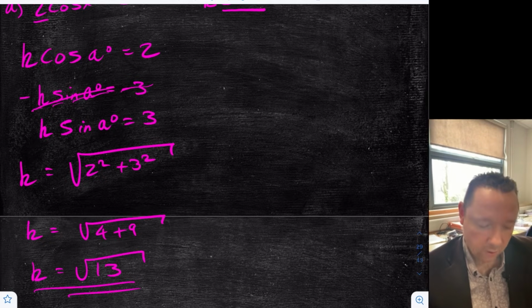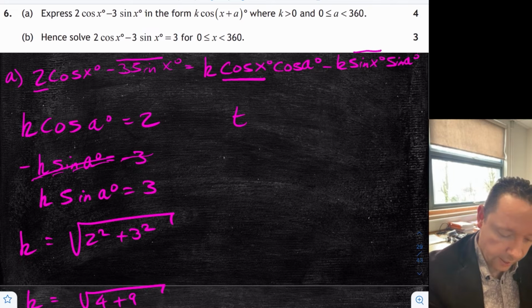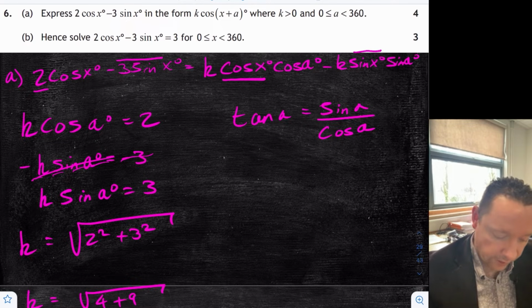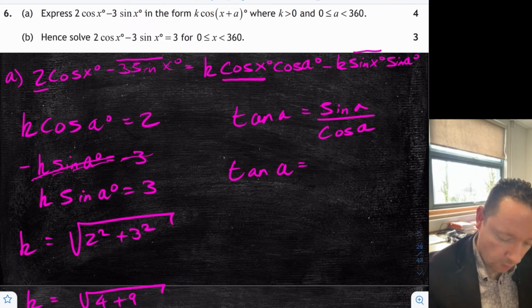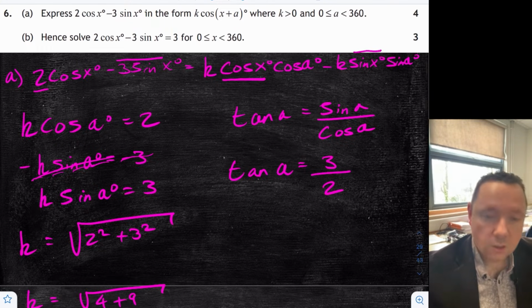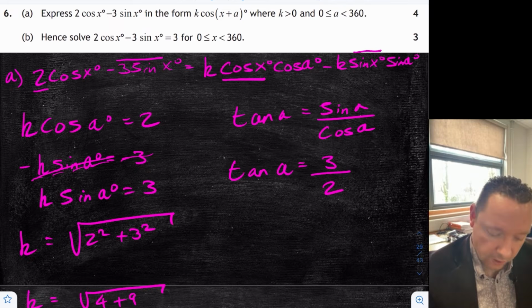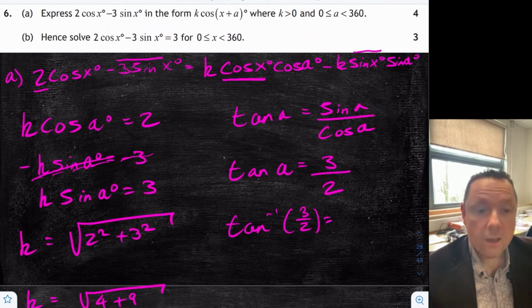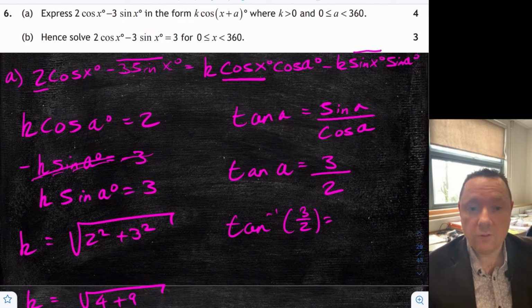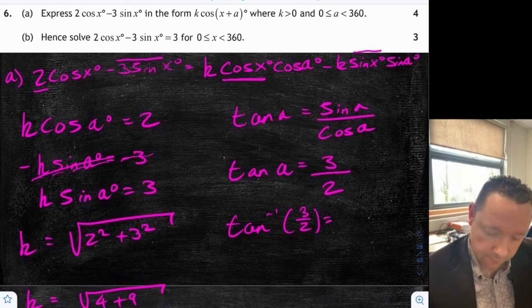Now we need to find our a. So because tan a is sin a over cos a, and the k's will cancel when you divide them, then that means that tan a is equal to 3 over 2, sin over cos. So you just get your calculator and work out the inverse tan of 3 over 2. Inverse tan of 3 over 2 is 56.3 degrees.